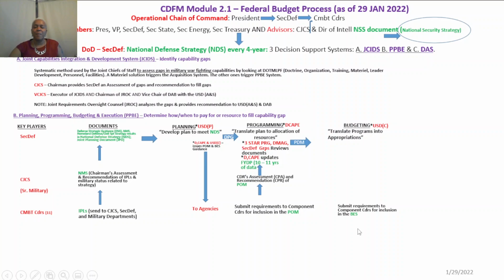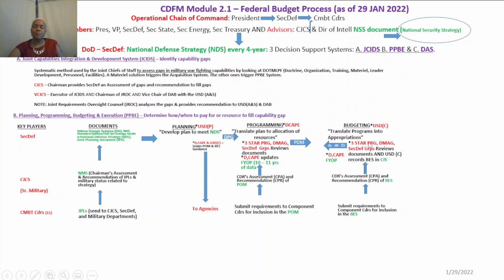All right, so from the combatant commander level to the organization, they submit their budget estimates to the component for inclusion into the component's budget estimate submission. Send it up through the Chairman of the Joint Chiefs of Staff and his joint staff. So remember, it's not just the chairman. The chairman has a joint staff under him from each of the services. He's just a senior military advisor.